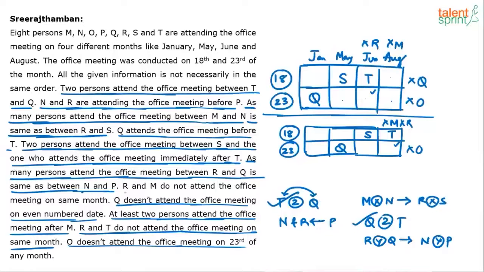The other point that we did not actually note pictorially is this. R and M do not attend the office meeting in the same month. R and M cannot be in the same month. You have to just make a note of it.